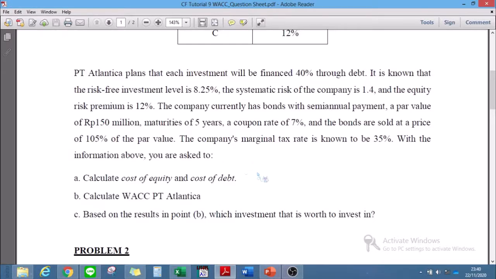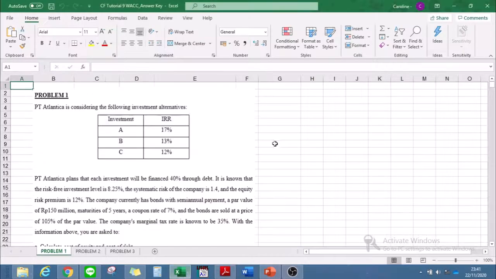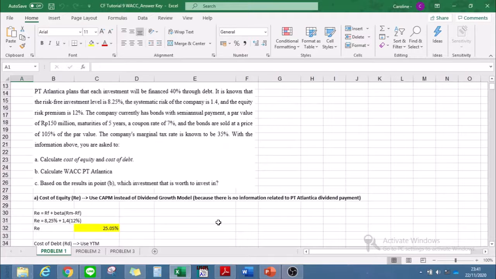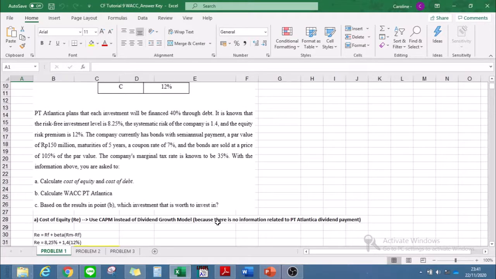With the information above, you are asked to calculate the cost of equity and cost of debt, calculate the WACC of the PT Atlantica, and based on the result in point B, which investment is worth investing in. Okay, so these are the questions, and then we are asked to calculate the cost of equity. So in this question, we are going to use the capital asset pricing model instead of the dividend growth model, because there is no information whatsoever related to the dividend payment.